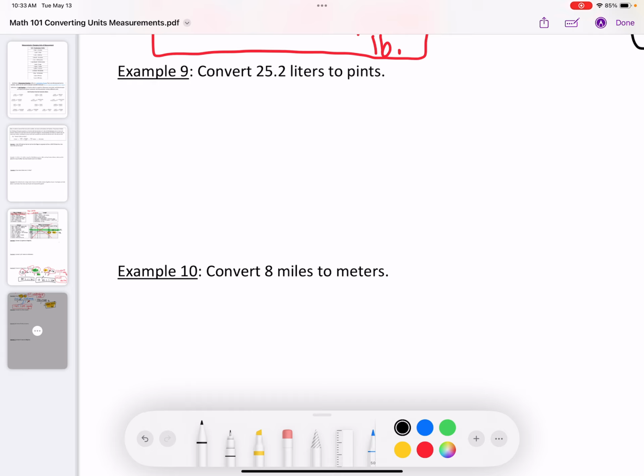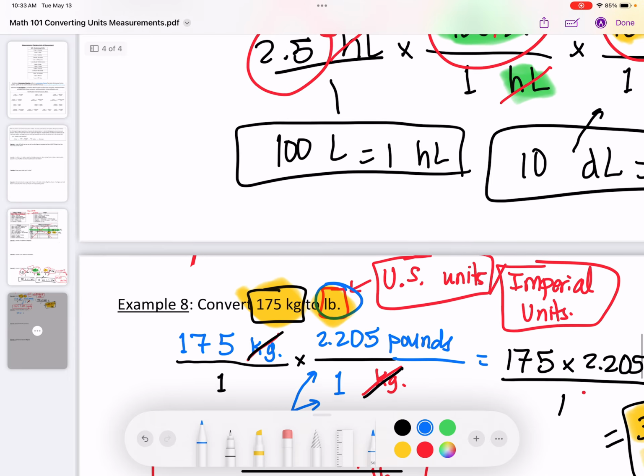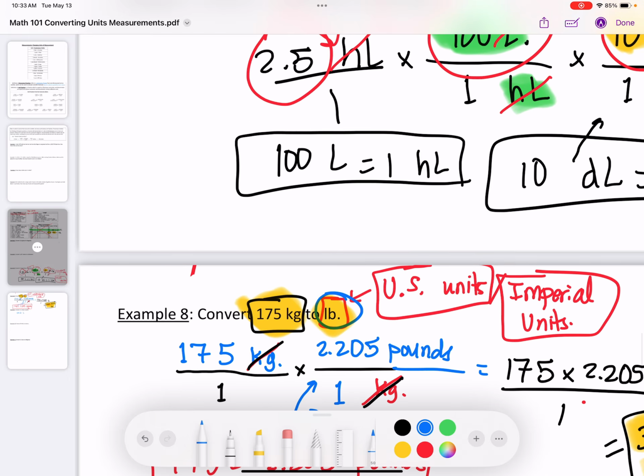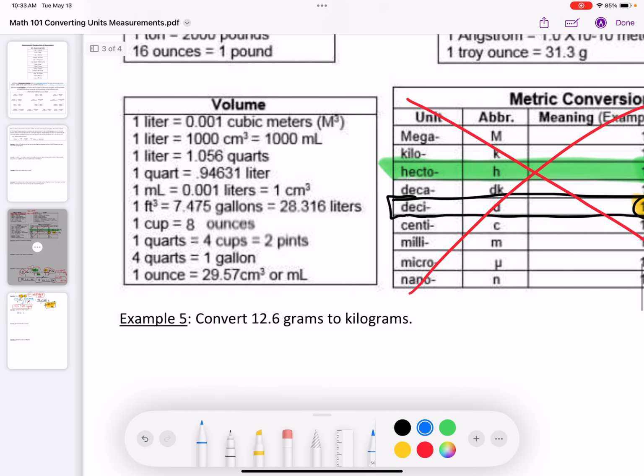I got 25.2 liters, and I want to go to pints. Okay. Let me go back and see if there's liters to pints. This is talking about volume. Imagine you're measuring some liquid or something. So I'm going to go back to the volume table. Liters and pints. Okay. Let's see here. Where can I go? Liters and pints. Volume.